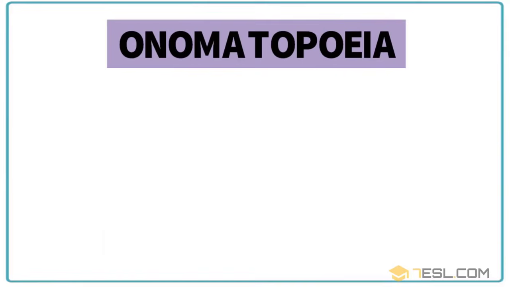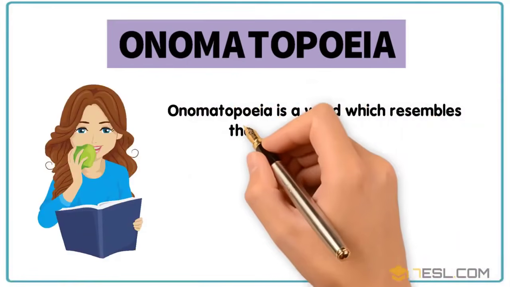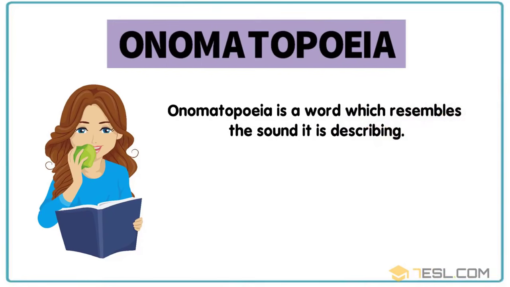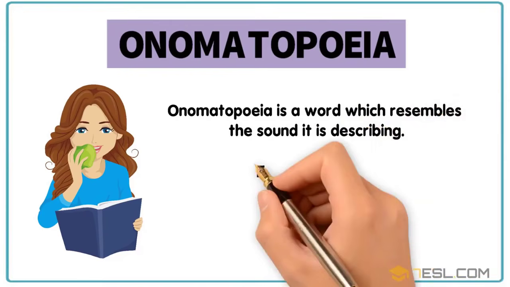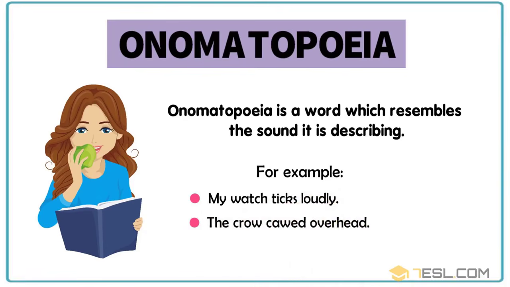Onomatopoeia. Onomatopoeia is a word which resembles the sound it is describing. For example, my watch ticks loudly. The crow cawed overhead. The bacon sizzled in the pan.